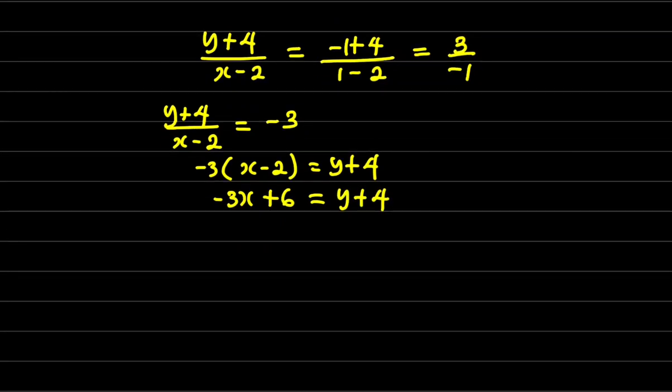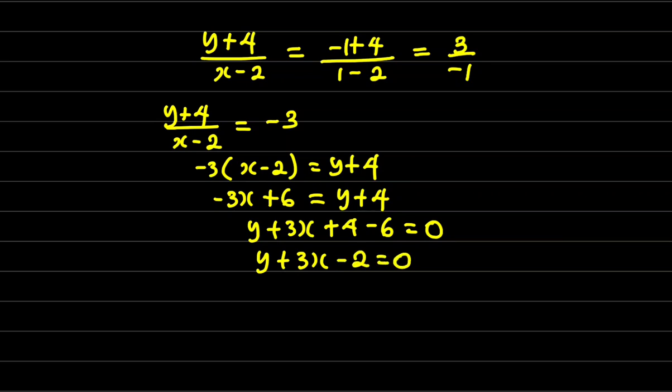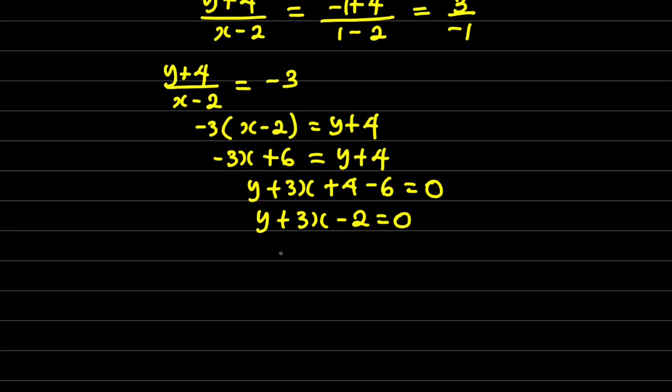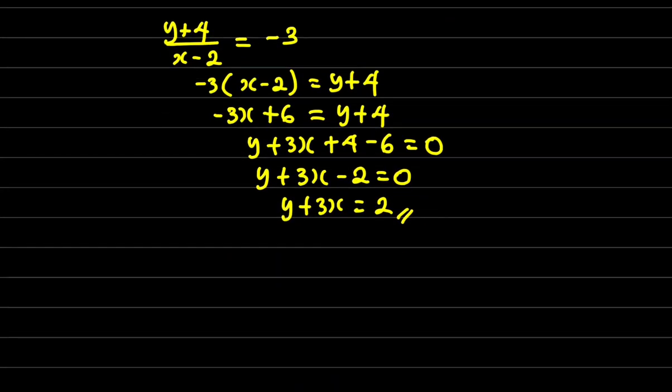Hence, we can now rearrange it so that we have y + 3x + 4 - 6 is equal to 0, so that y + 3x - 2 is equal to 0. You can leave it like this, or you can leave it as y + 3x is equal to 2. That is a good one. So let's move to method 2 quickly.